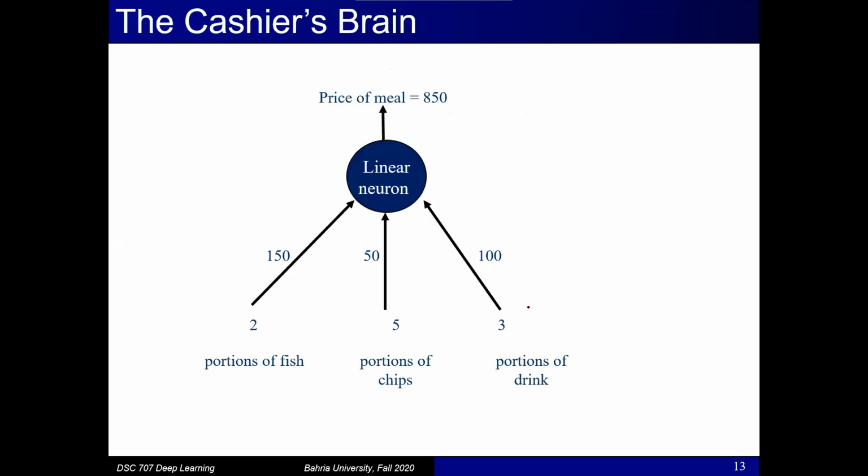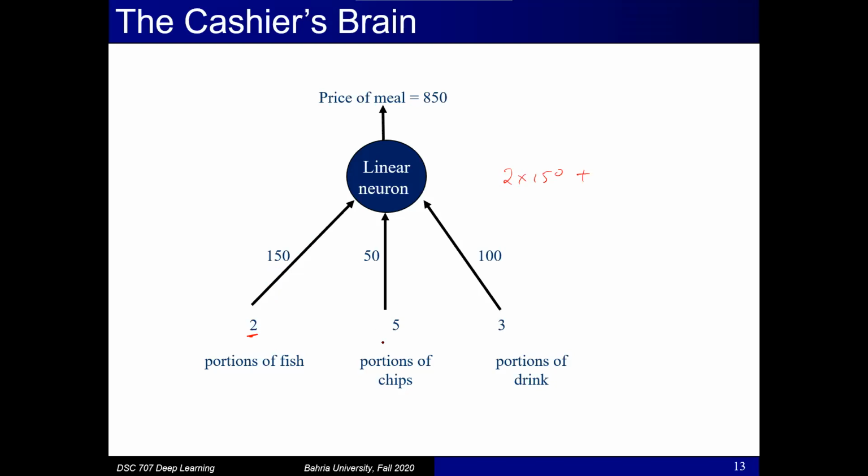Suppose these are the true prices of the items. You can think of this single neuron as the brain of the cashier. What is he doing? You order 2 portions of fish, and this is the price of fish. So he will do 2 into 150. This is the same thing which was happening in the case of a neuron, which I told you: input multiplied by weight.